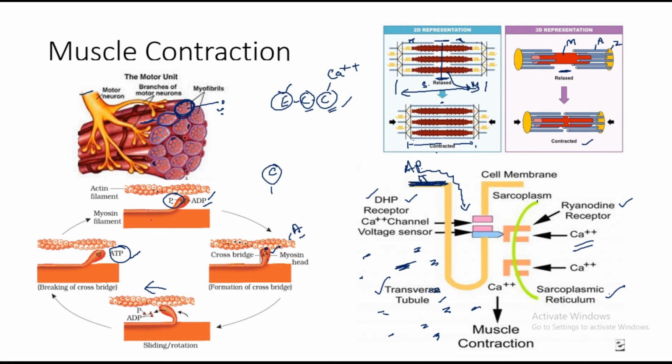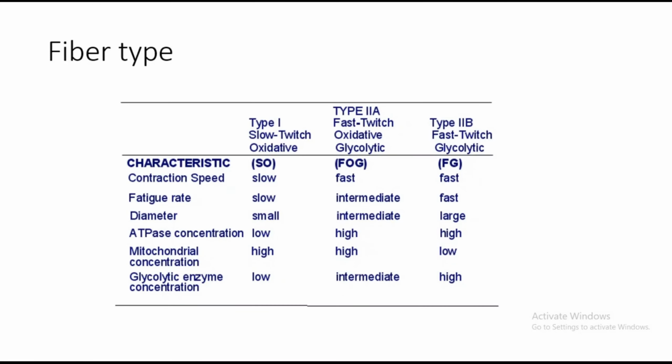So this is how the action potential propagates inside the cytosol of the muscle fiber or myofibril, causing the release of calcium. This calcium binds with troponin C, and troponin C facilitates the exposure of active binding sites of the actin filaments, so that actin-myosin interaction is possible with the help of ATP breakage. So this is how muscle contraction happens.